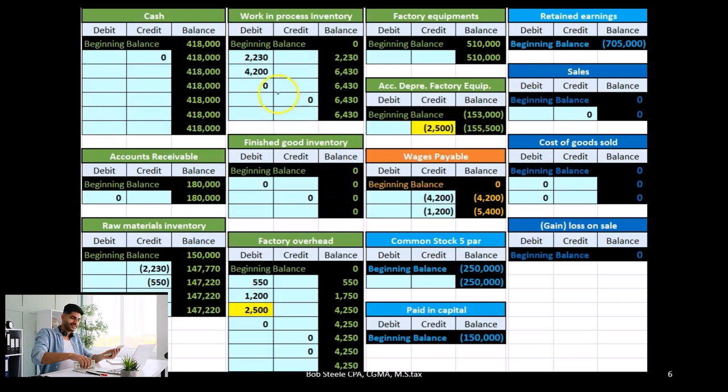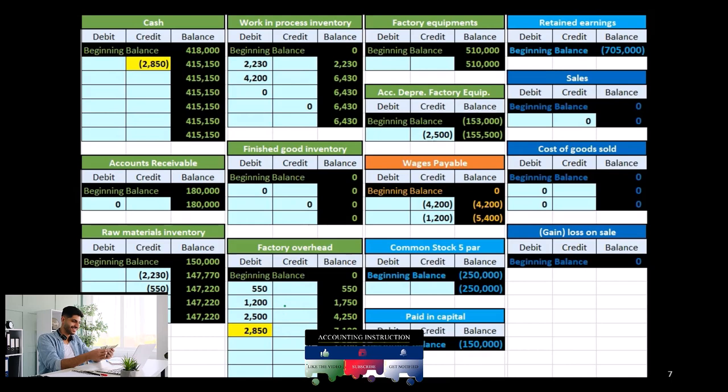We didn't put it into work in process because we don't know which job to put it to, and therefore we had to put it into this bucket again. It's working this factory overhead. Next thing that happened is that factory overhead increased and we credited cash.